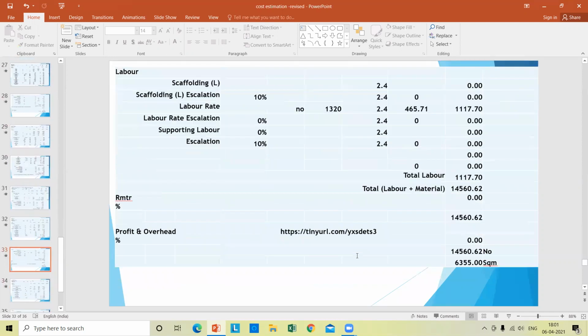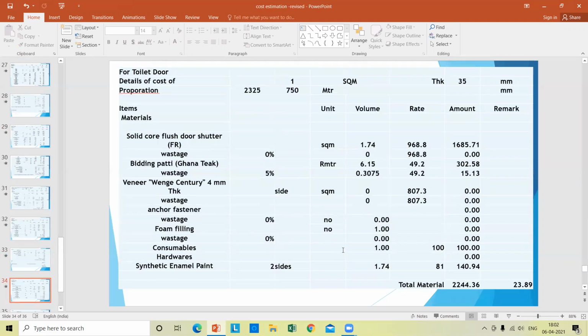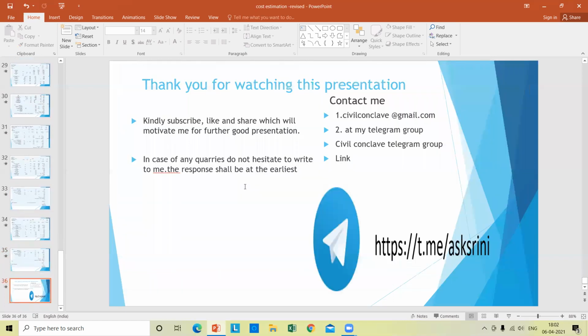Okay. Labor, scaffolding nothing. Labor rate will be 1137. So total labor plus material will be 14,560 rupees. That is 6,335 per square meter. You can download this presentation or Excel sheet in the URL which has been given here. Toilet door, the same methodology as the other door.